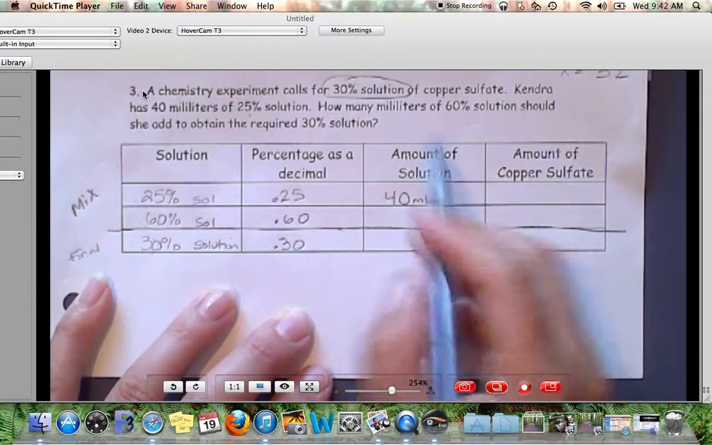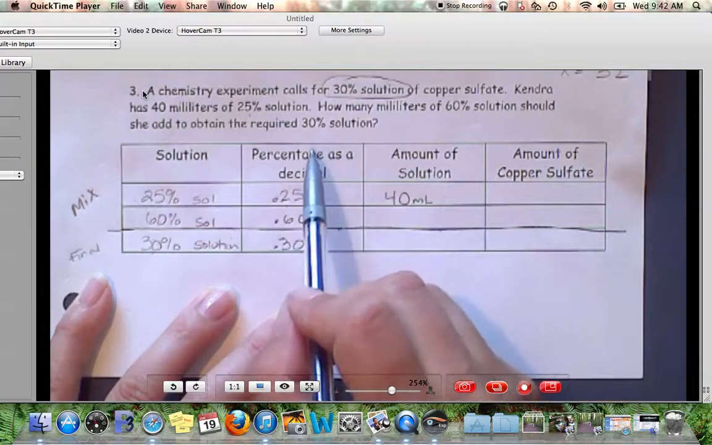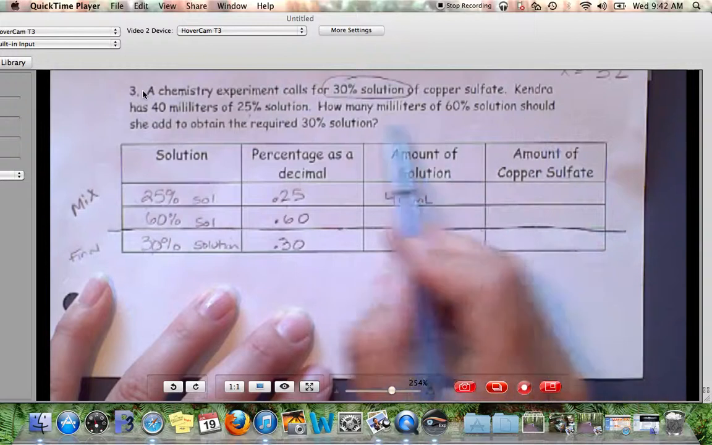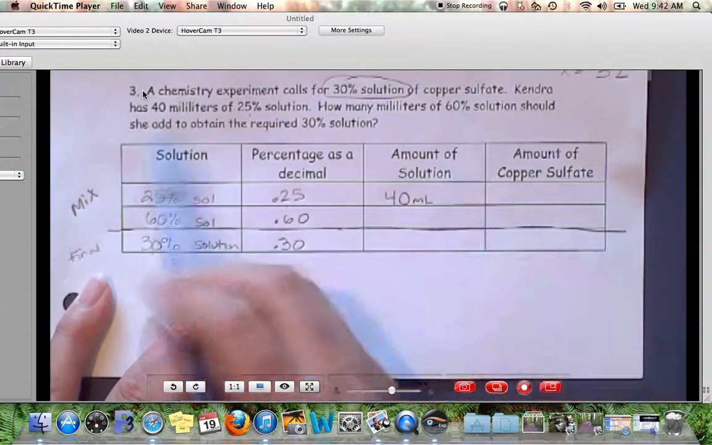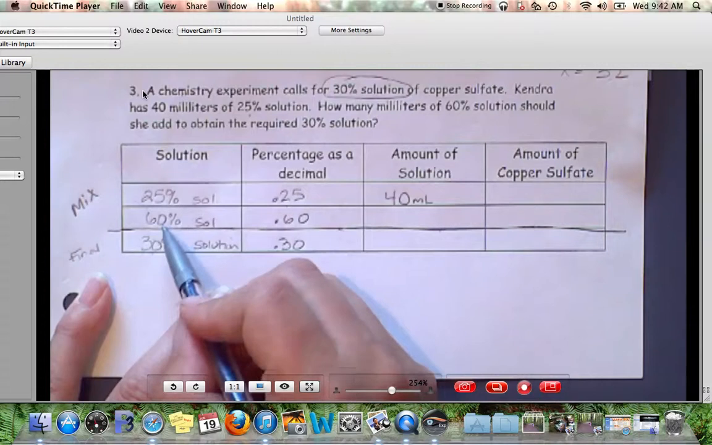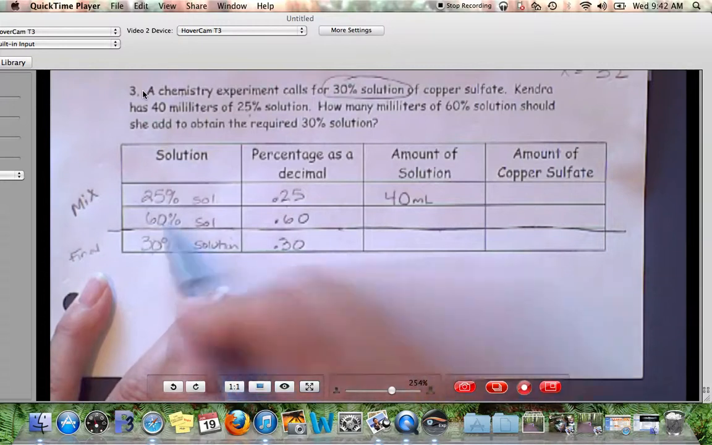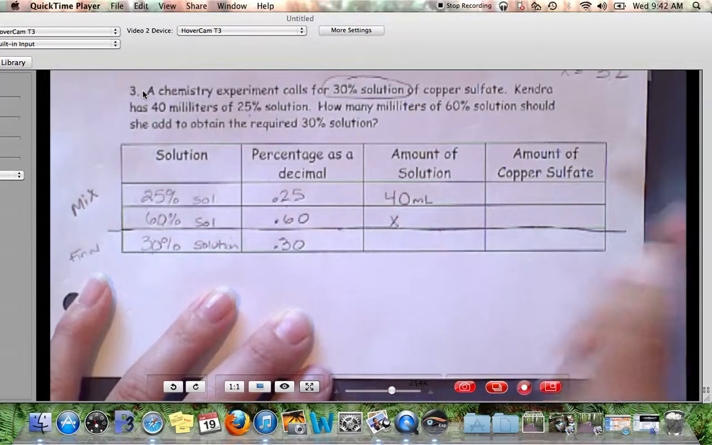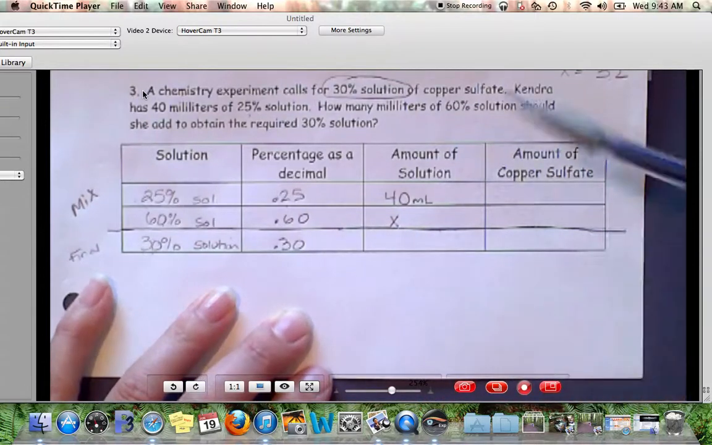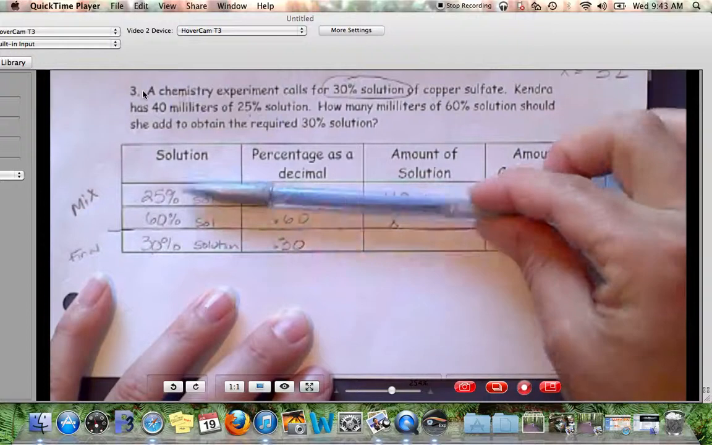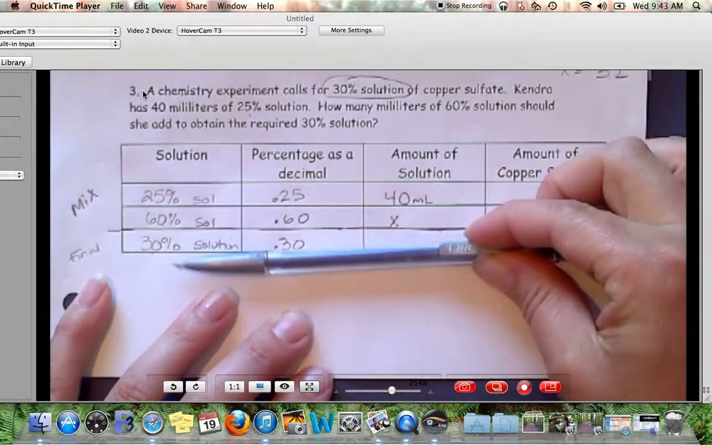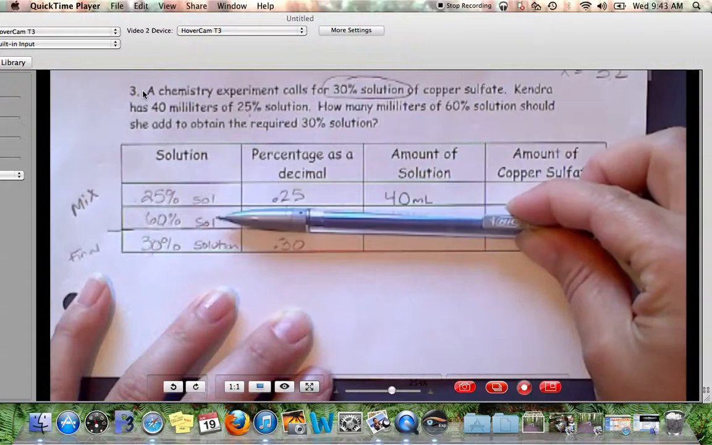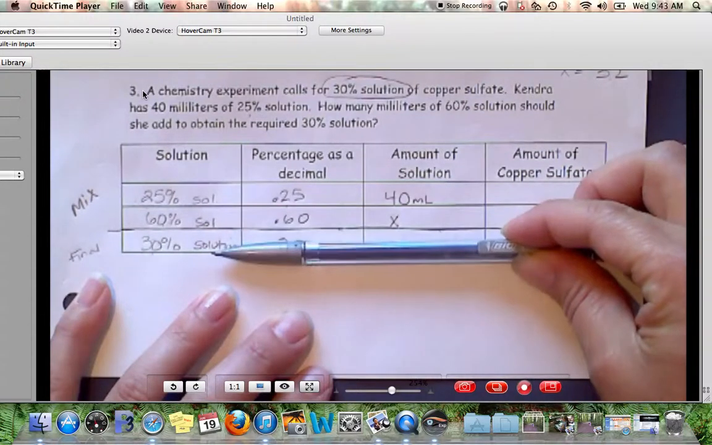Okay. And that's all we know actually. The question is how many milliliters of the 60% solution should we add? So the 60% solution is the big question. That's what we're really looking for, so that's going to be X. Now what you need to keep in mind is that we're mixing these two together to get the final solution. So we have to pour this one in, then pour this one in, mix them together. That'll give us our final solution.